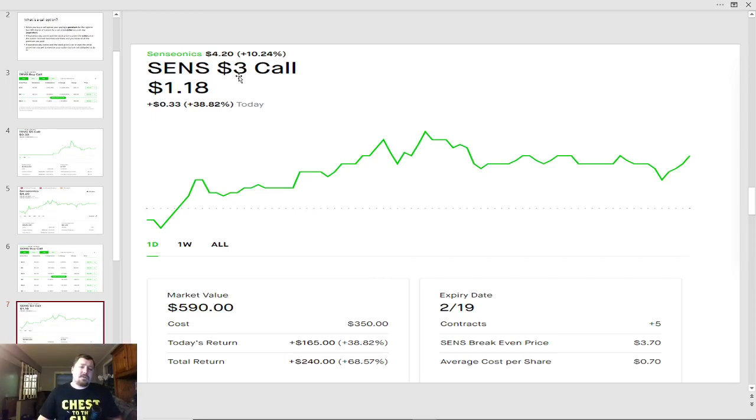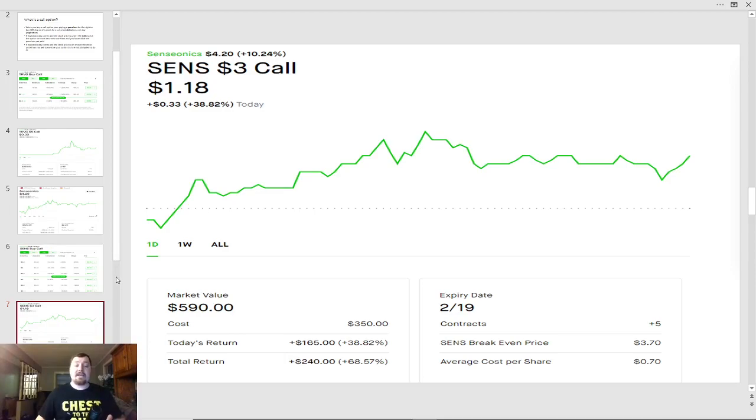Now, let's say I don't want the shares because I'm not obligated to buy the shares. I just have the right to them. I can then sell that contract to someone else. So right now, if I wanted to sell this contract to someone, I could sell it for $118. I paid 70, but now it's worth 118 because the current stock price is at $4.20. So you have the right to buy the shares, but you're not obligated because you can always sell that contract to someone else in the open market.